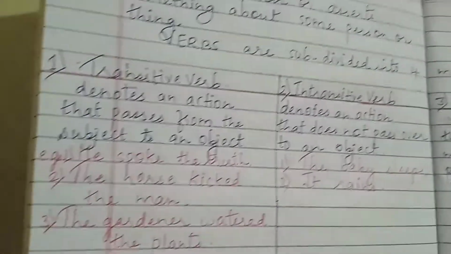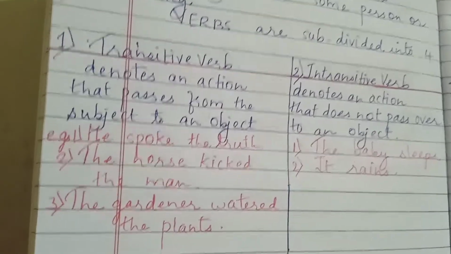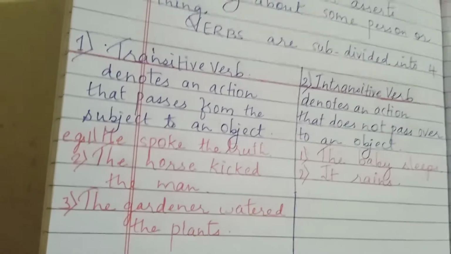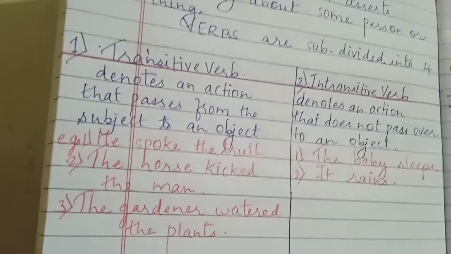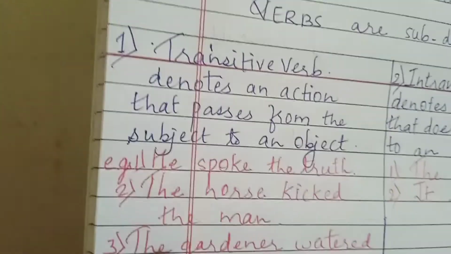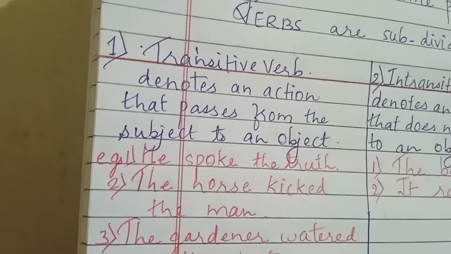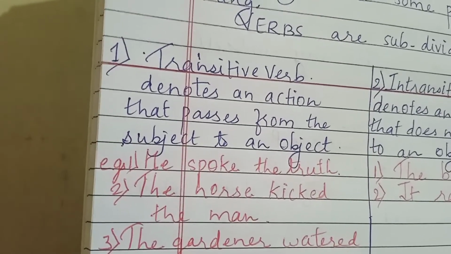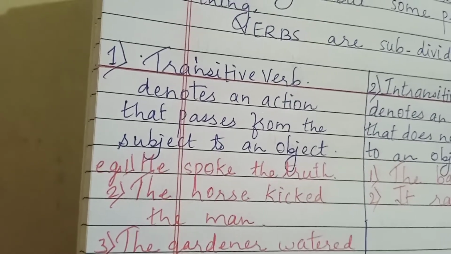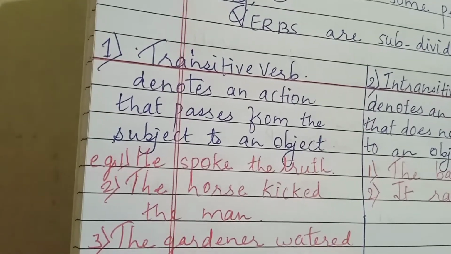First one is the transitive verb. Now what is a transitive verb? A transitive verb denotes or shows an action that passes from the subject to an object. Subject meaning the doer of the action. When an action passes from the subject to an object, it is called a transitive verb. A verb which requires an object to complete its meaning is called a transitive verb.